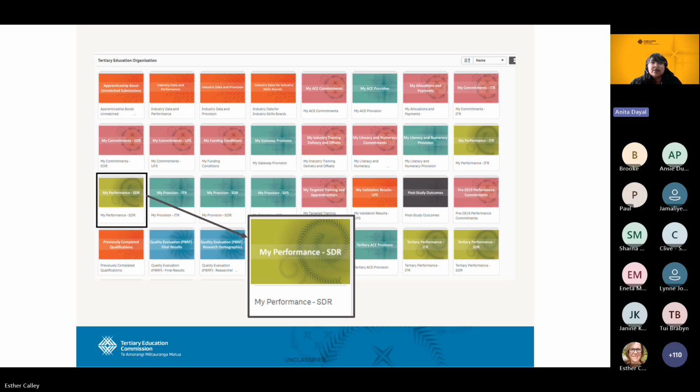While we are only focusing on the My Performance SDR app today, there are a lot of other apps that can help you explore your data. To access the EPI data, you will need to click on the My Performance SDR app. Please be aware that you will only be able to see your own TEO data in any of the My apps. It will display your data and the EPI measures.